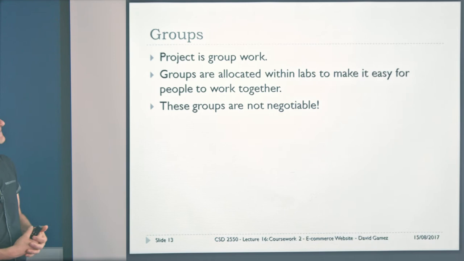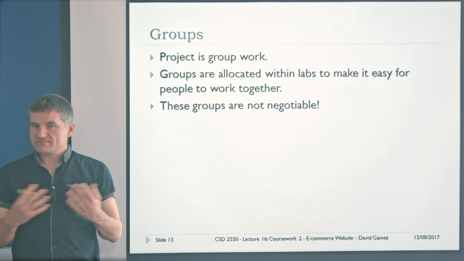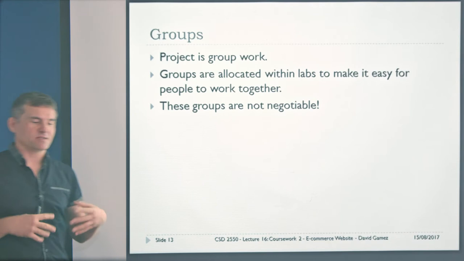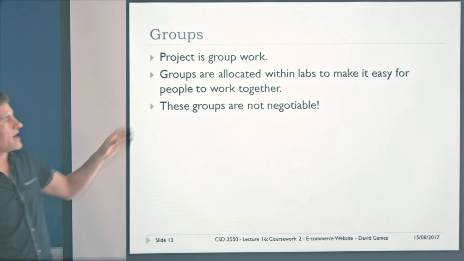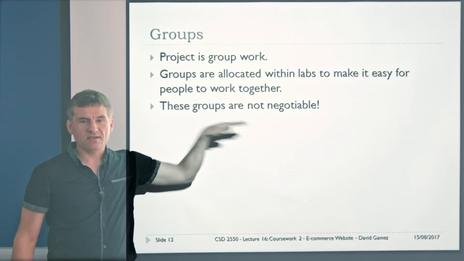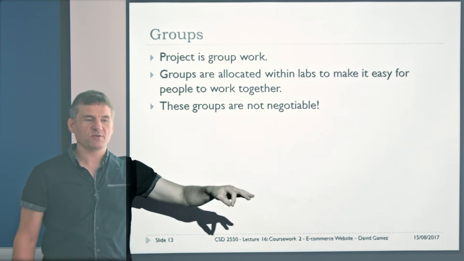So now I want to explain how the actual project's going to be run. It's group work, okay? And the groups are allocated within the labs so that you can work together. Within each lab, there'll be quite a few groups, depending on the number of people, so you'll all be able to work together during lab time. That's the idea. Now, the most important thing is these groups are not negotiable in any way, shape, or form, right? When you've been allocated into the group, you might hate every member of the group.